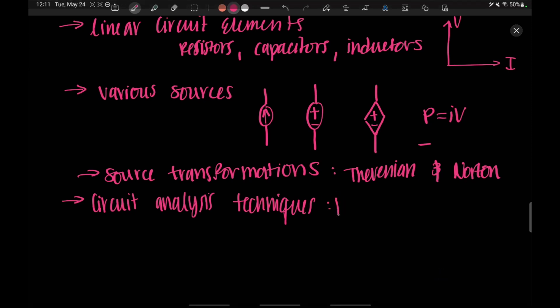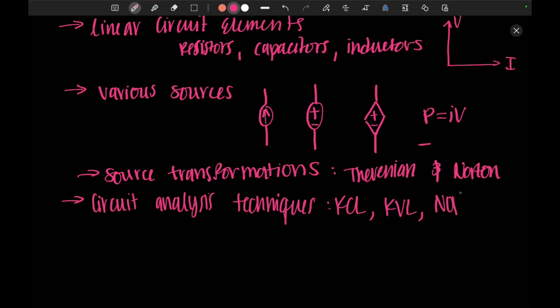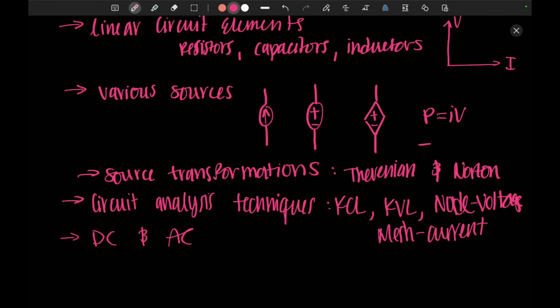That would be KCL, KVL, node voltage, mesh current, etc. These are sometimes called differently depending on how you're taught. But if you're able to analyze some simple DC and AC circuits with these techniques, then you should be good to go.